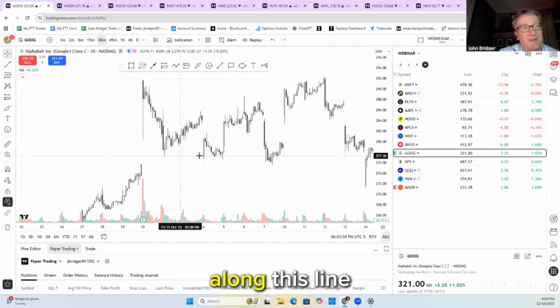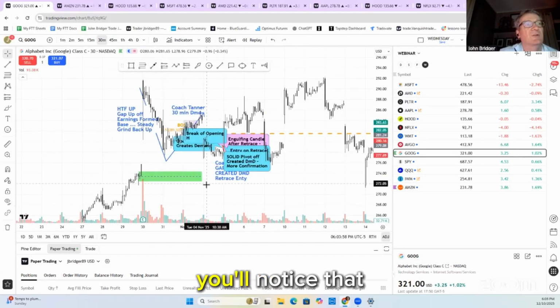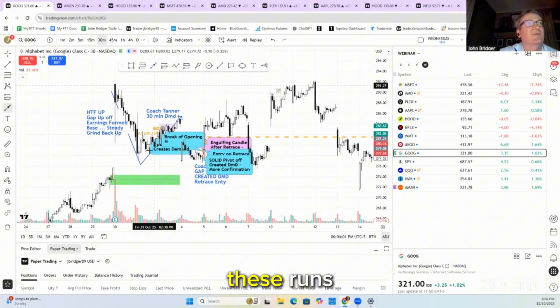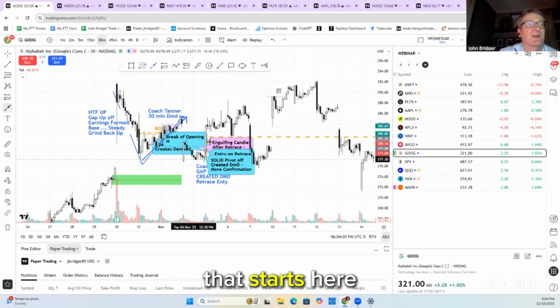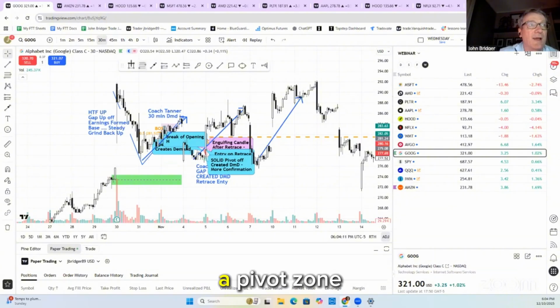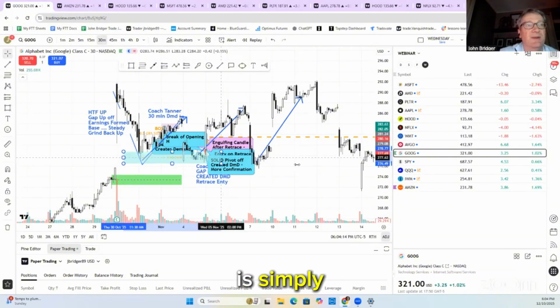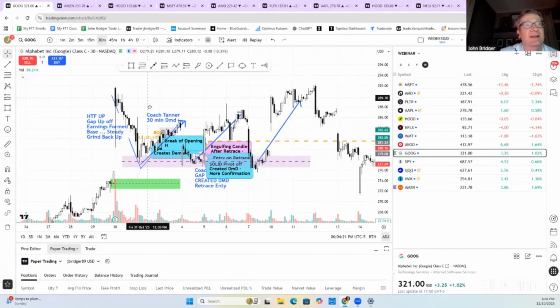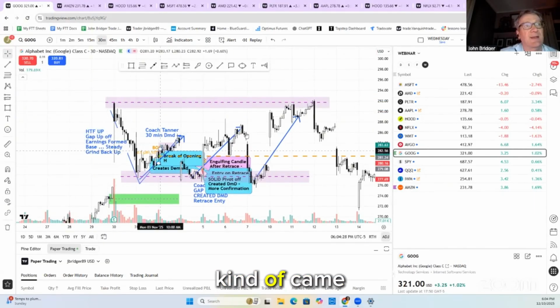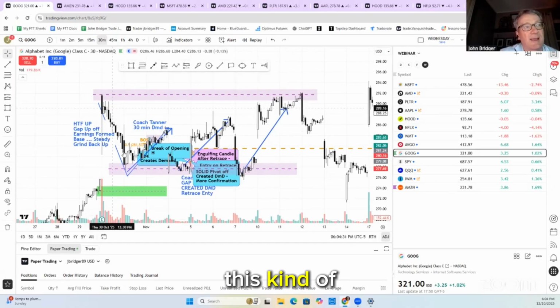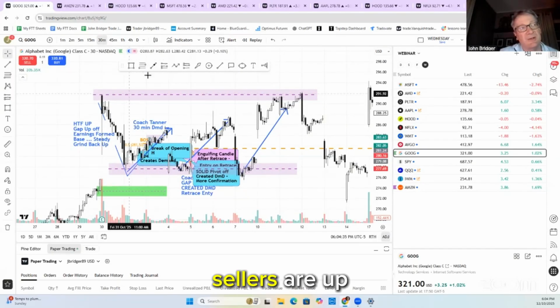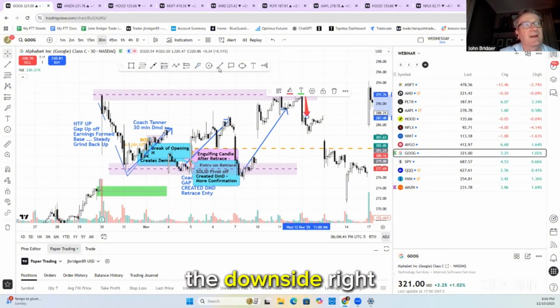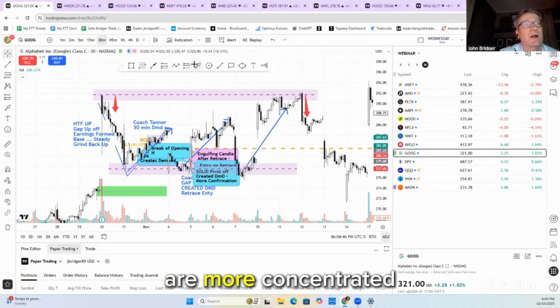If you notice along this line here, I'm going to turn off this thing, you'll notice that we have these moves, these runs. Start here, then you had another run that starts here, goes here, and another run that starts here to go here. This is what I would call a pivot zone. A pivot zone is simply an area where trend typically reverses to the upside. And if you think about it, same thing up here. Look at this. See that? See how price came up, and then boom, pivot off, pivot off. This creates the context. Sellers are up here for sure, because this is where the speed typically happens to the downside. And we know buyers are more concentrated down here.